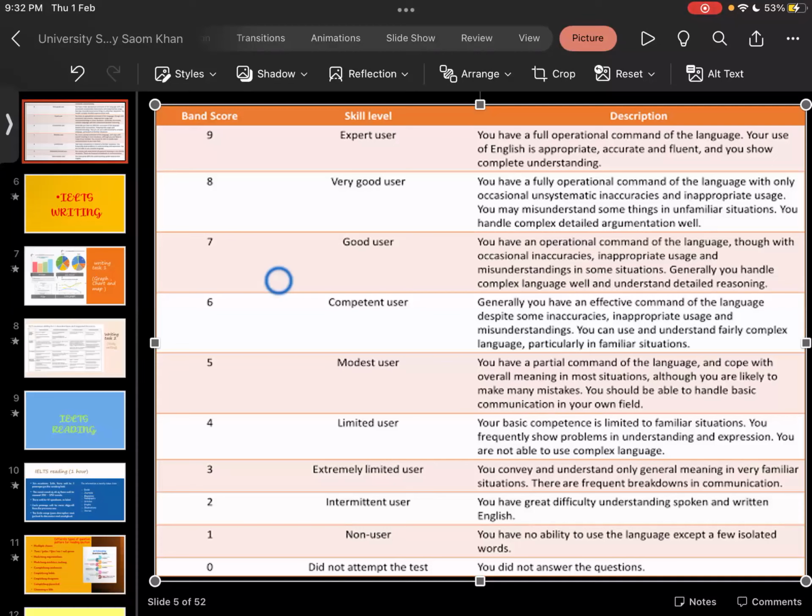So if we go to band 5, it would be the modest user. You know a little more than the previous one. If you go to the sixth band, then it means the competent user. You're trying to improve. If you go to the seventh band, then that would mean you're a good user. You're trying hard to get greater marks, greater grades.